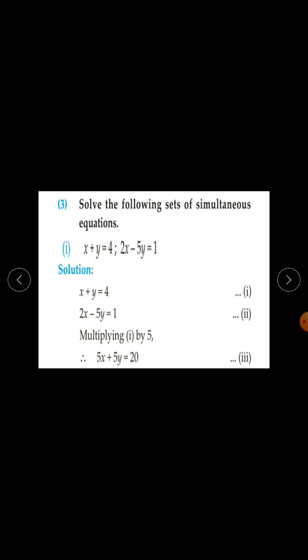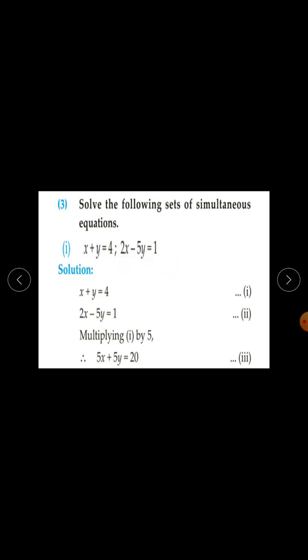Now question number 3. Solve the following sets of simultaneous equations. Two or more different linear equations having a unique set of solutions are called simultaneous equations. So these are simultaneous equations. First equation is x plus y equal to 4 and second equation is 2x minus 5y equal to 1.